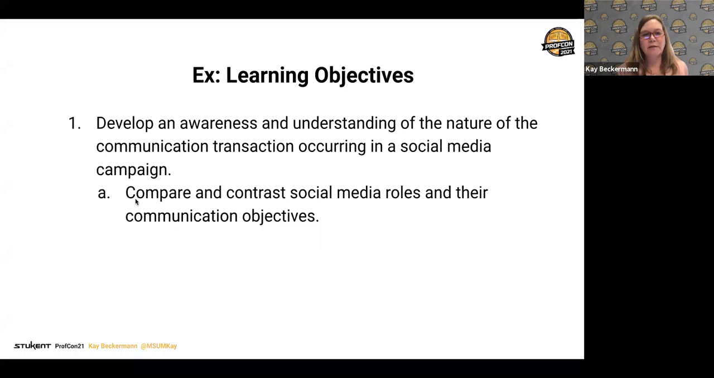And so I put here, compare and contrast social media roles and their communication objectives. And so where I found this information is I would go through Karen's book, and a lot of times at the very beginning of a chapter, I'm just reaching one at random, she has the learning objectives. So I would look at those.